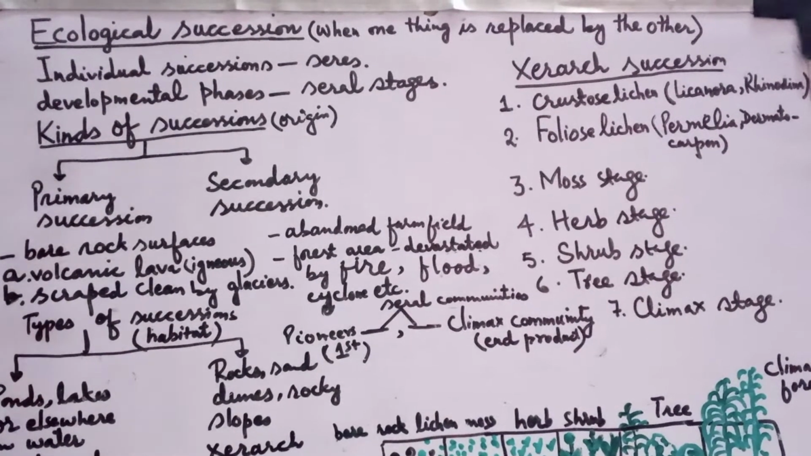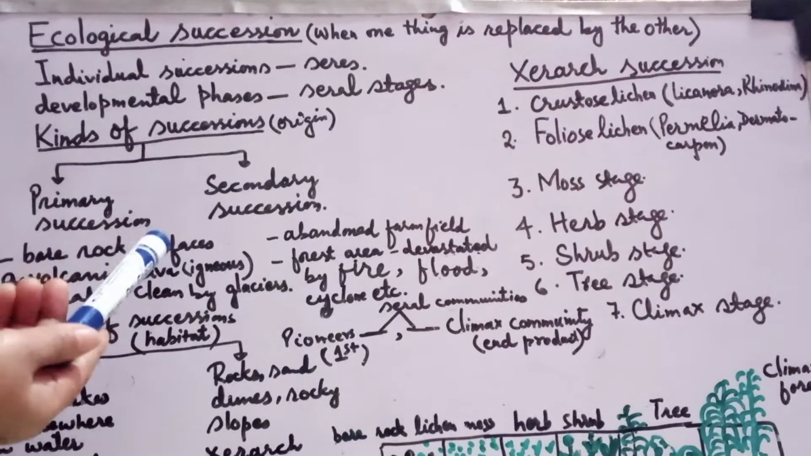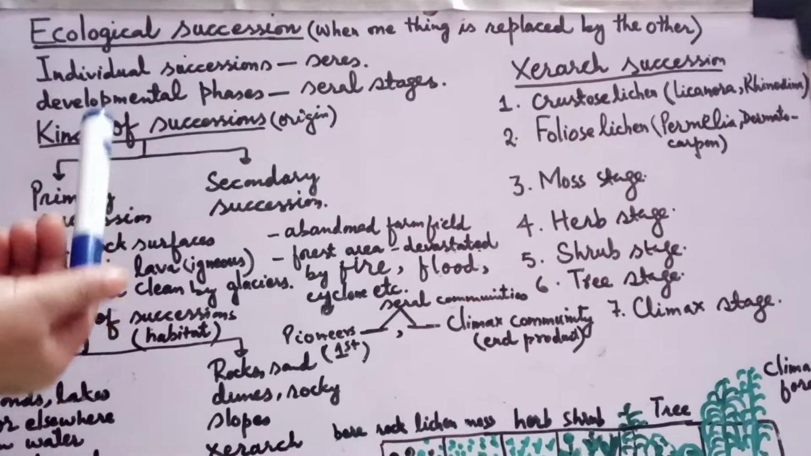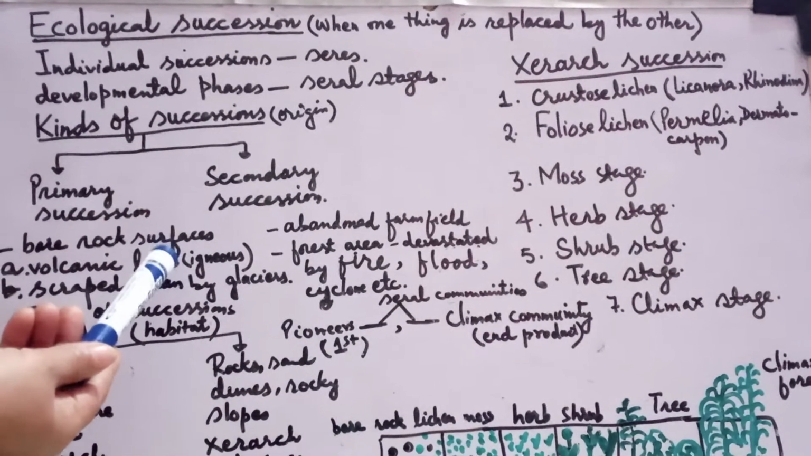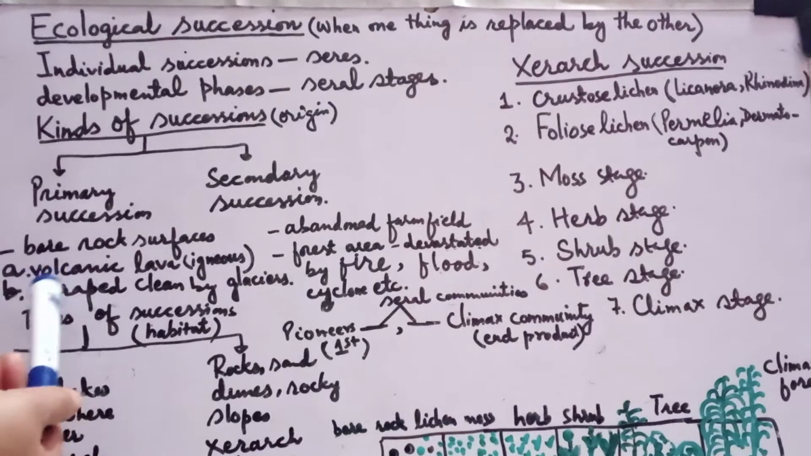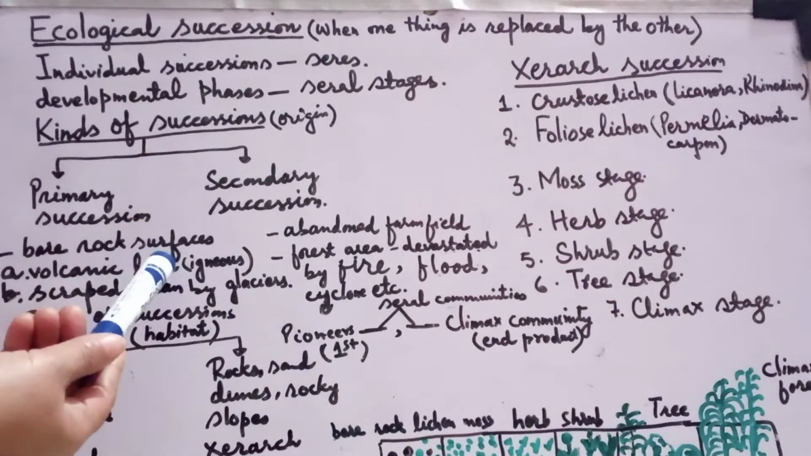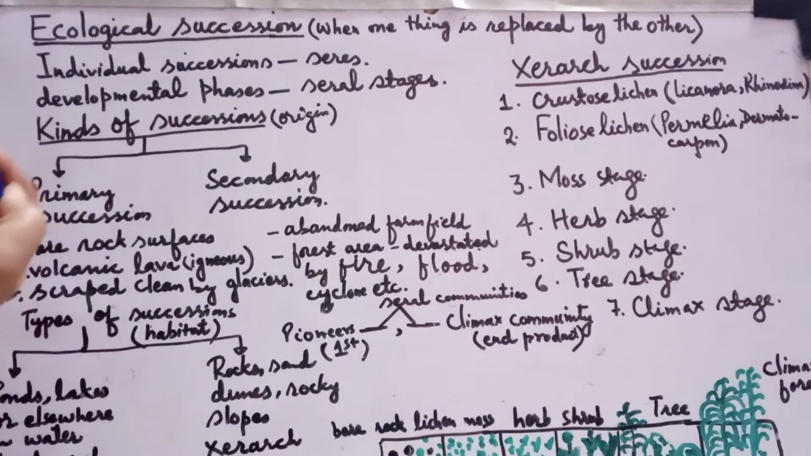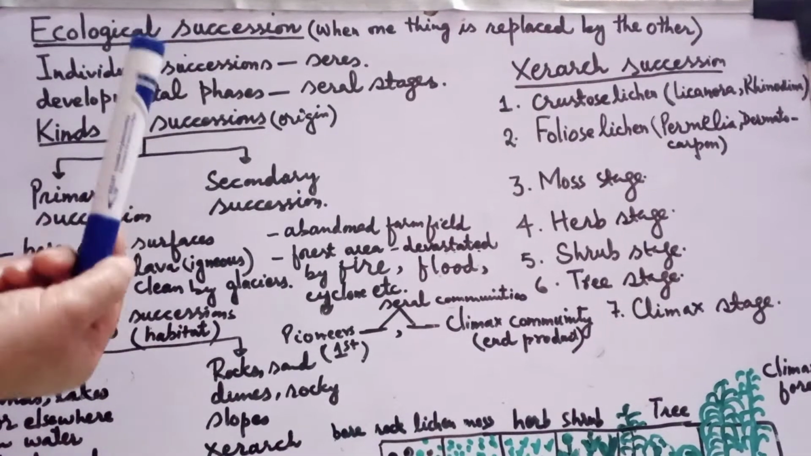Students, when a succession or an ecosystem develops from a bare rock surface which is formed after volcanic lava, like igneous rocks, or is scraped clean by glaciers, that succession is called what? Primary succession.